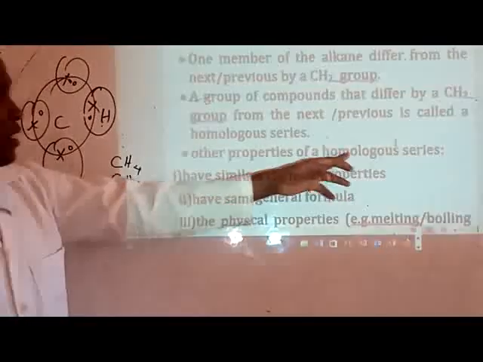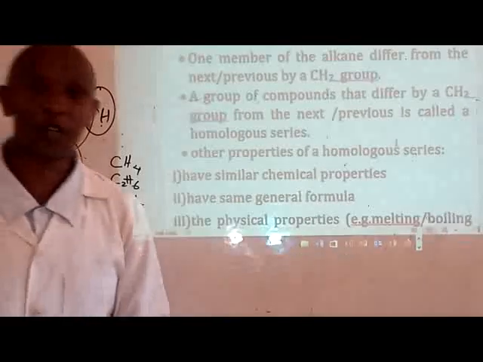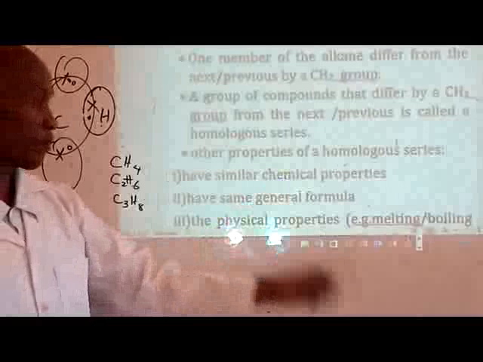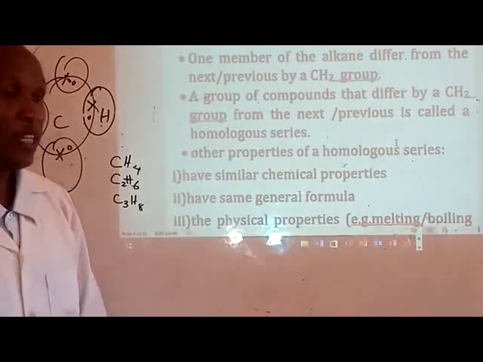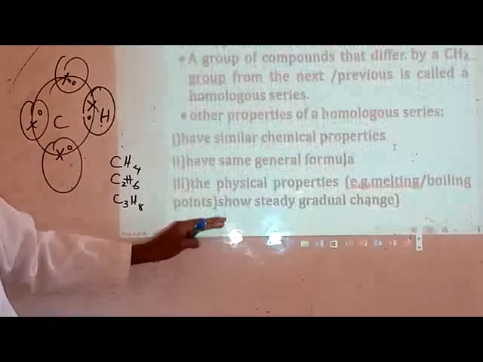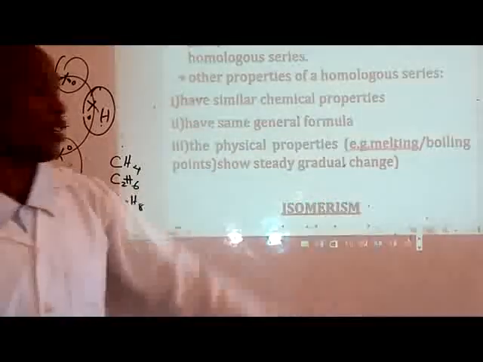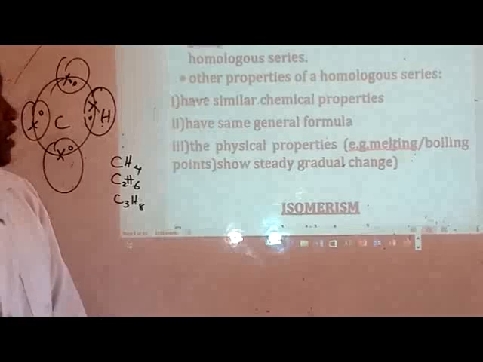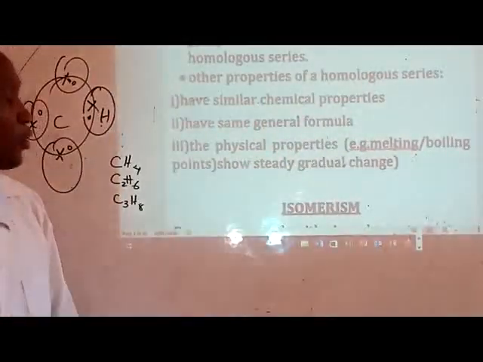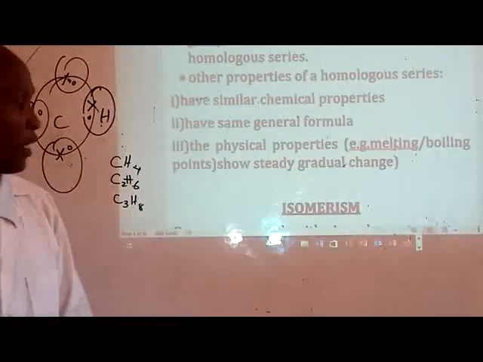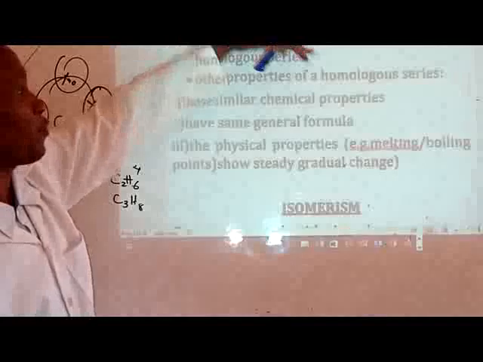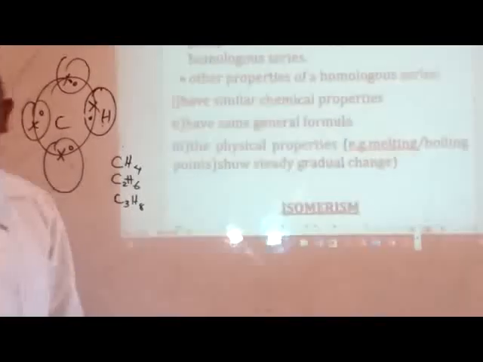Now, this homologous series will also have the following properties in common. They will have similar chemical properties, as we shall see as we study each one of them. The physical properties will show a gradual and steady change. They will have the same method of preparation. The general formula will be the same. That will be our definition of a homologous series.